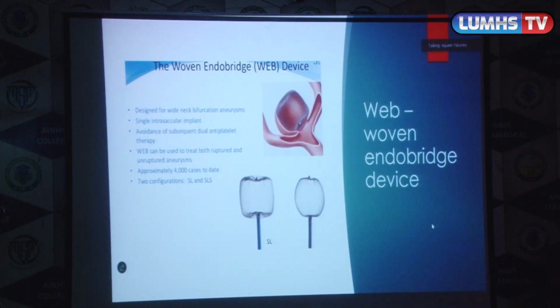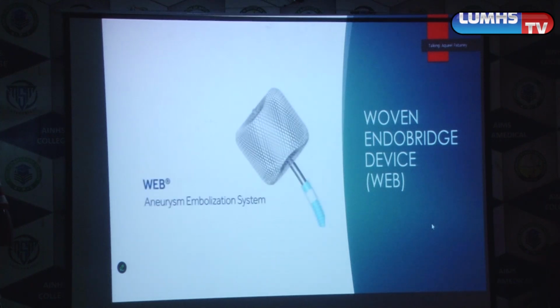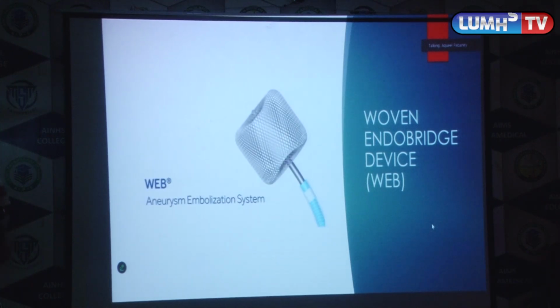It's technically sometimes can be challenging because you have to know how to size the device, because if it's too big, it can rupture the aneurysm. If it's too small, it won't occlude the aneurysm. So it takes a lot of training and experience to properly size the device for the aneurysm to get optimal results. So just a quick video of the embolization system.